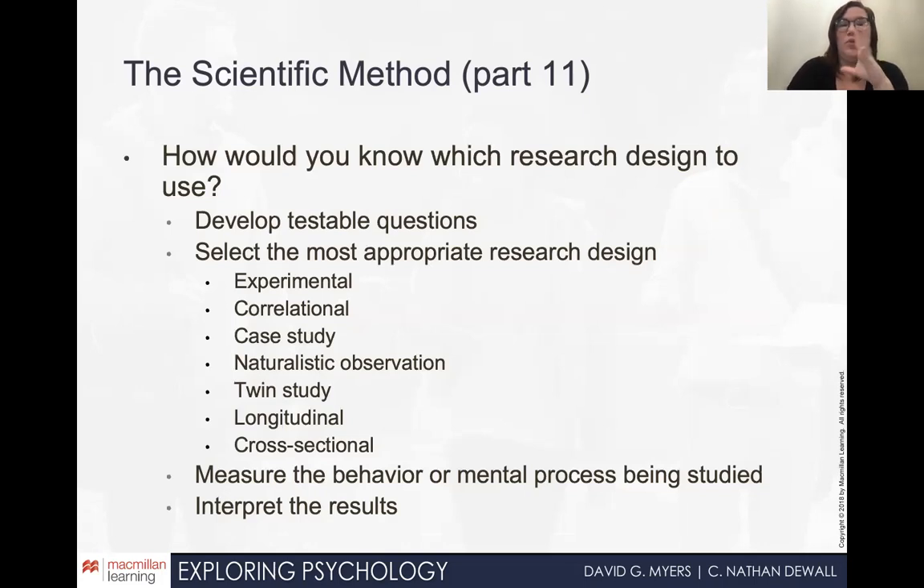So how do you know which research design to use? Number one, you need to make sure you have a testable question, right? Remember when we were talking about hypotheses, they have to be testable. Whatever you're trying to figure out, you have to be able to test it. And then you have to identify a method, or research design, that's appropriate to test it, right? Can you make an experiment with this? Is it ethical to make an experiment with this?